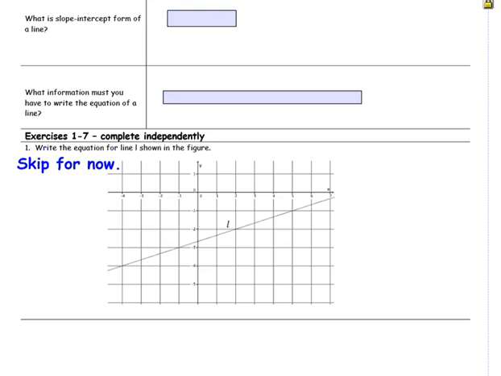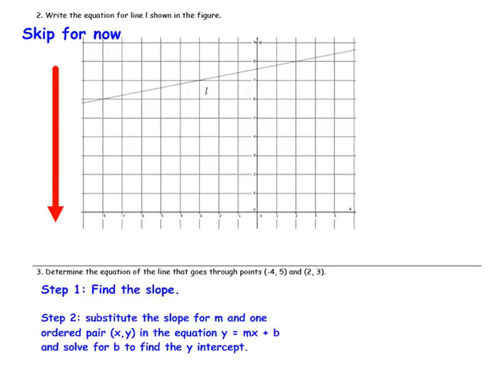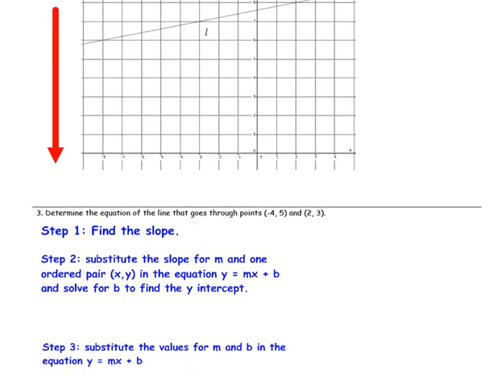The slope-intercept form of a line, do you recall that? It's y equals mx plus b. What information must you have to write the equation of a line? You must know 2 points, or 1 point and the slope. We're going to skip exercise 1 for now, and exercise 2. Let's go down to exercise 3.